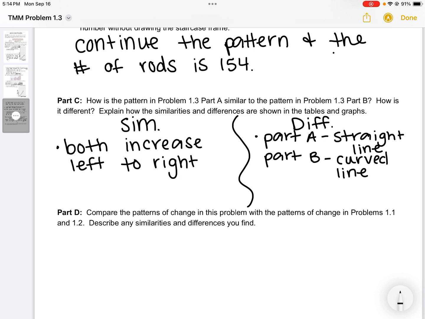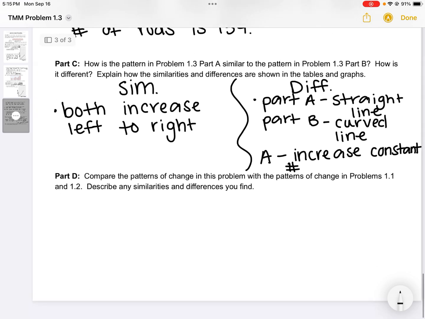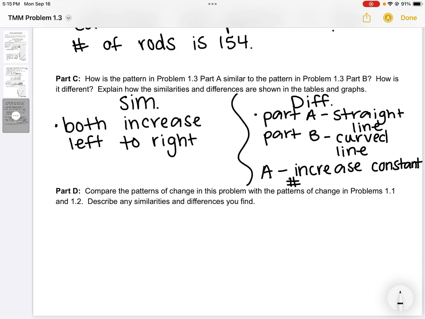Another thing that was different was in part A, we were adding by a constant, which is just adding the same number every single time in our pattern. In part B, we were increasing, but it was not a constant number. So I'm going to put A, increase constant number. Then I'm going to kind of scroll down in part D a little bit because I ran out of room. Increase, not constant number.